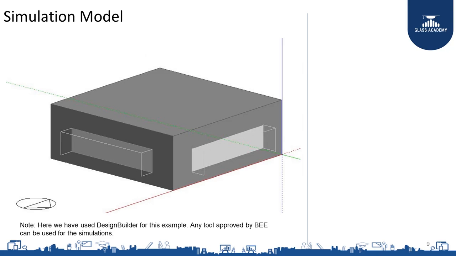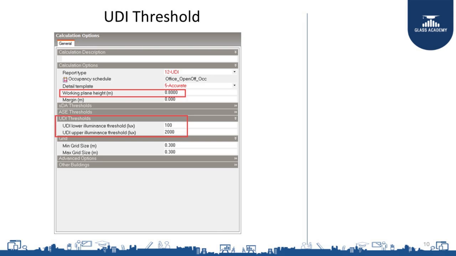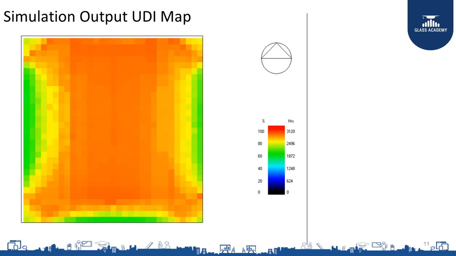We model this in any software which is approved by BEE. In this case, we have used Design Builder. You can see the model. It's a square building and it has window which has both the overhang and the side fins. Once we model the building, then we set the UDI thresholds. We have set the lower illuminance threshold of 100 lux and the upper illuminance threshold of 2000 lux.